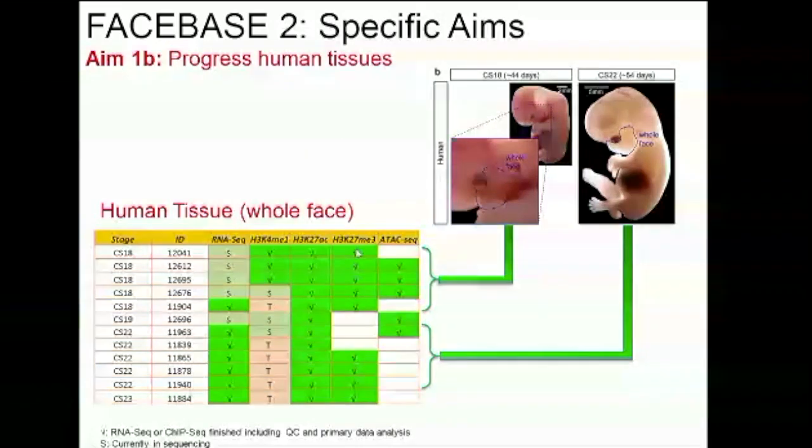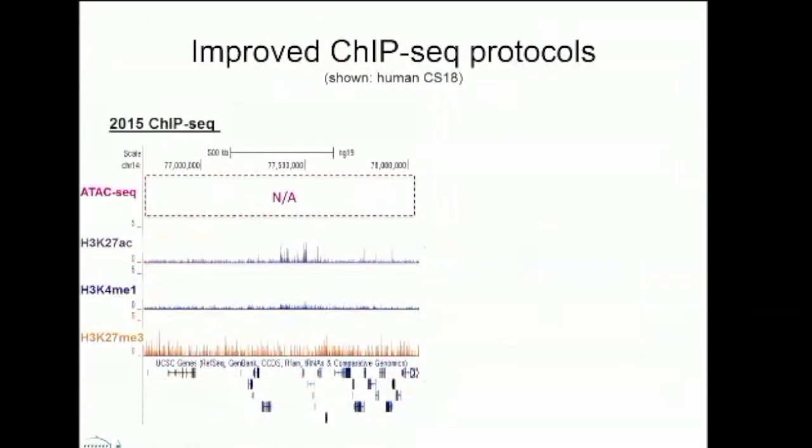Then here, these are in progress, K27me3. We have ATAC-seq for quite a few of the samples. And then the one that has given us a bit of problems initially was this one, K4me1. So for these, where you see the T, we're still troubleshooting, but we're making progress towards getting the data for those too.